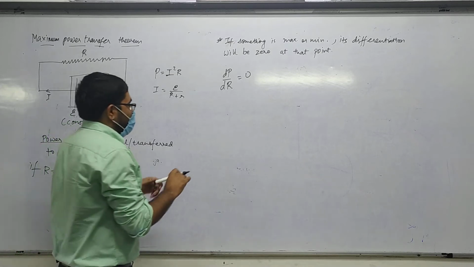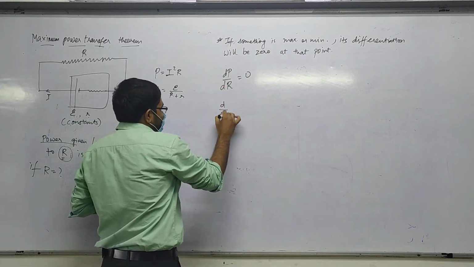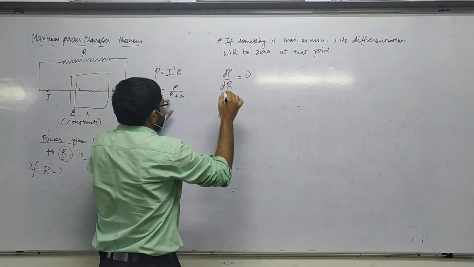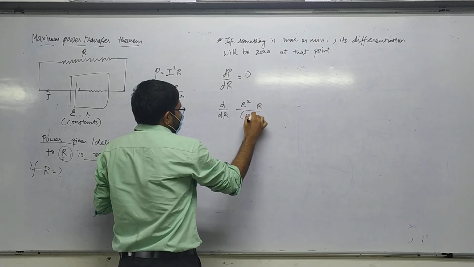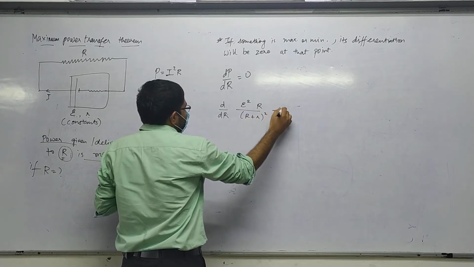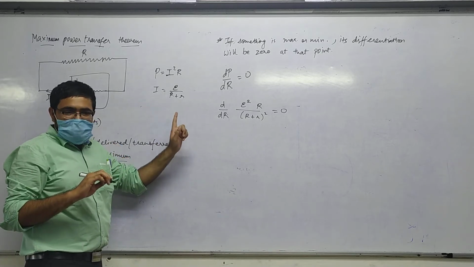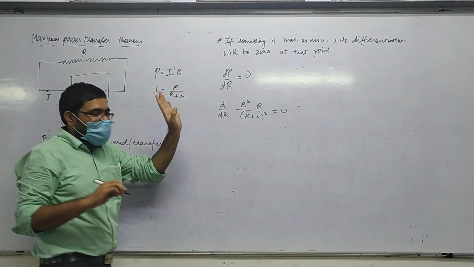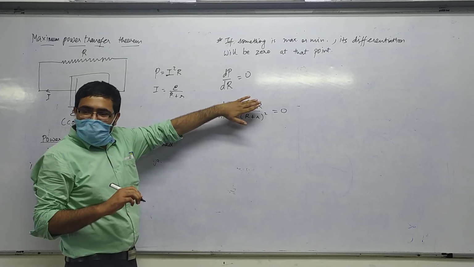Okay, let's go quickly. Here, dP/dr, so power is I square r, that is epsilon square r upon (r plus R) whole square. Its differentiation should be 0. Epsilon square is a constant, put it out. Put it equal to 0. Then what remains is the division rule. Okay or not okay? Yes.